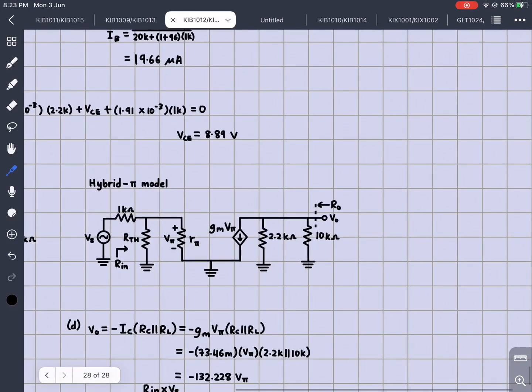There are two types of models that we can use to sketch the circuit: T model and hybrid pi model. The sketch shown is a hybrid pi model. Notice that the emitter resistor is not present as it has become short circuit.